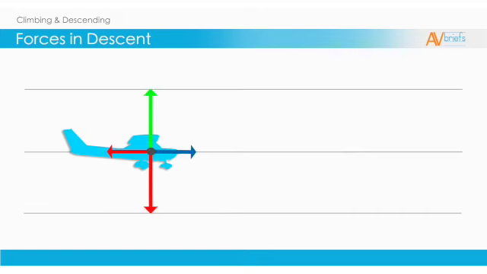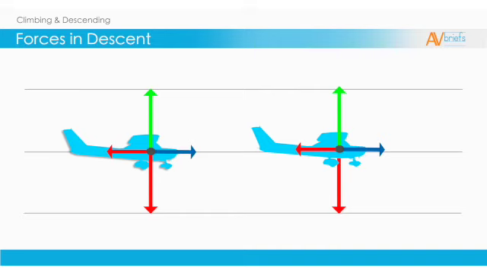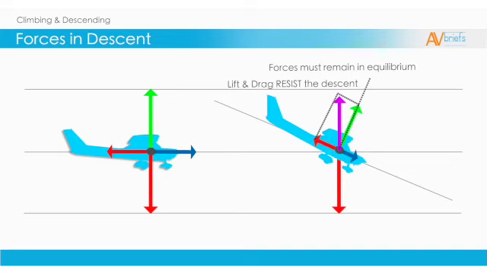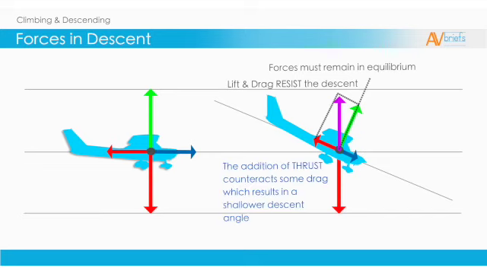There are forces working on a descent, the same way the forces are working in cruise and climb. But there are some changes. These forces must remain in equilibrium. During a descent, students are surprised to discover that lift and drag both resist the descent. This can be seen in the diagram. Lift is acting to hold the airplane upwards. The drag is now acting upwards also, resulting in two forces resisting the descent. The addition of thrust counteracts some drag, which results in a shallower descent angle.